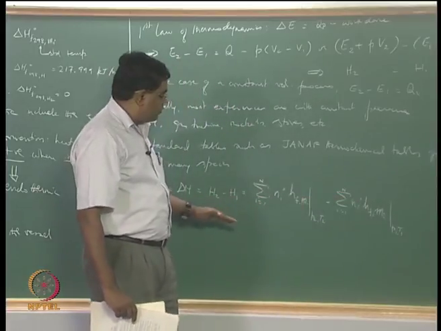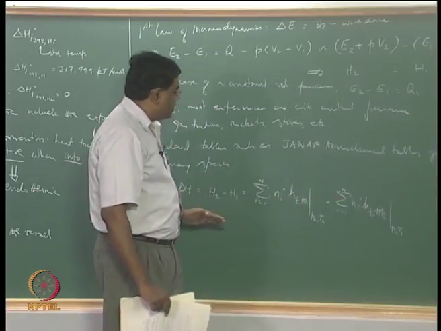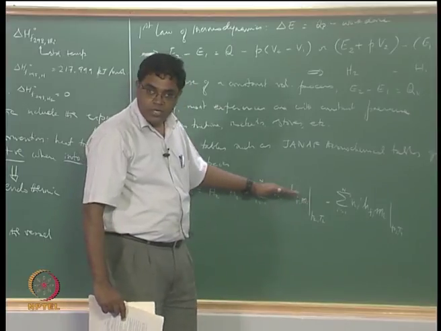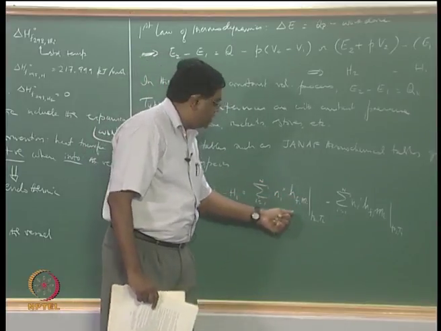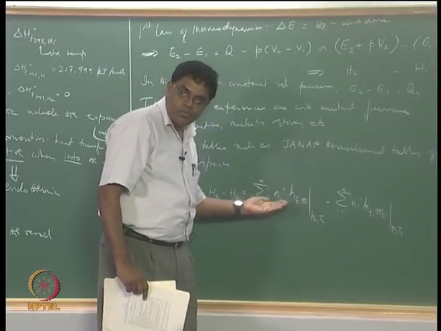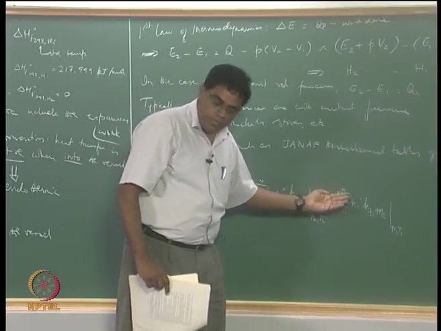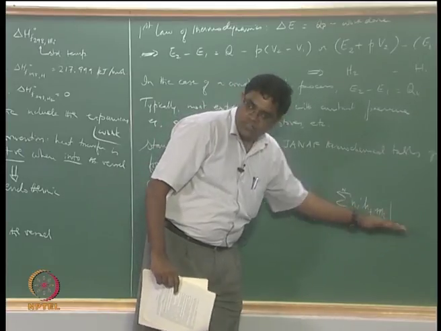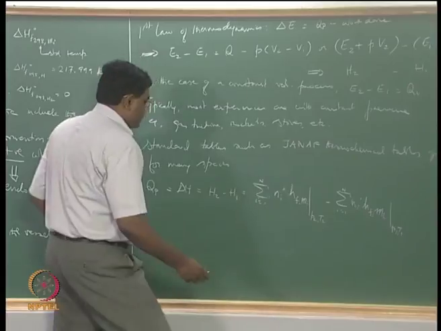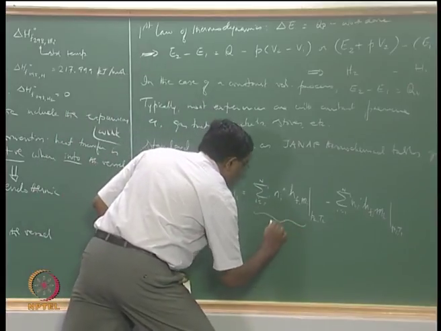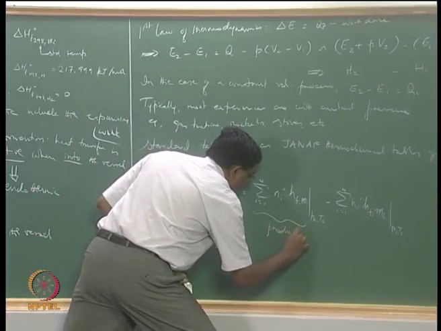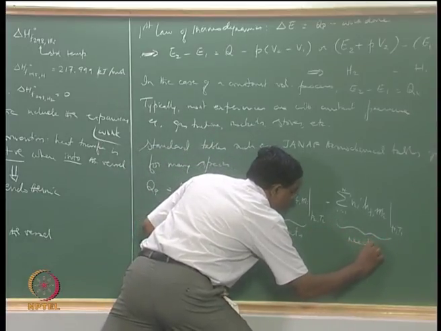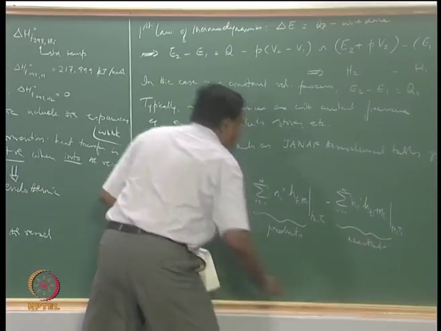So we essentially can sum over all the heats of formation, not the standard heat of formation but heats of formation at certain pressure and temperature, that is for the products, minus the heats of formation for the reactants. So effectively this is like for the products and this is for the reactants.